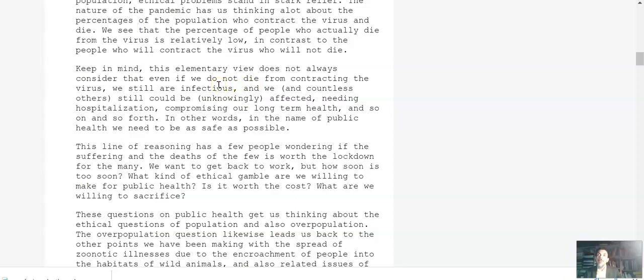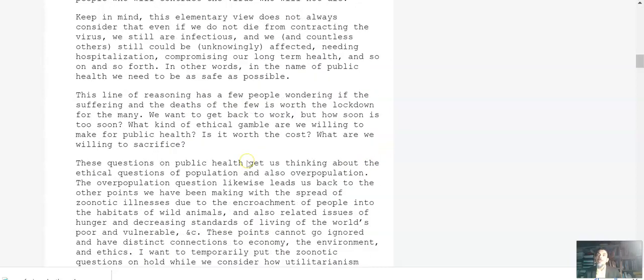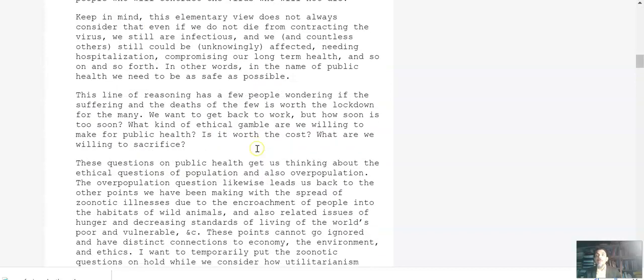So keep in mind, this view does not always consider that even if we do not die from contracting the virus, we are still infectious, and we and countless others still could be unknowingly affected, needing hospitalization, compromising our long-term health, so on and so forth. In other words, in the name of public health, we still need to be as safe as possible, right? So that's a little in contrast to this idea that there's a willingness to sacrifice the well-being of a few for the many, which should sound familiar as utilitarian.